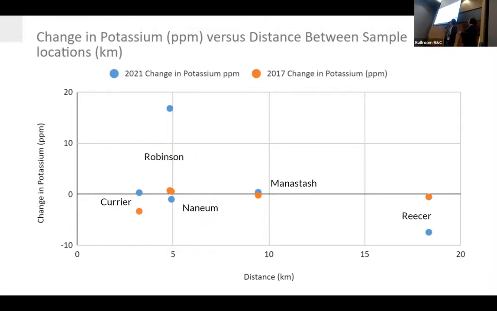Then for Nanum in our 2021 experiment, we found a negative change and then a positive change for Robinson. That again is possibly due to an error because that is significantly higher than the rest of our data. Menashtash as well, 2021 was a positive, and then in 2017 it was negative, and then Reecer was two negatives as well.